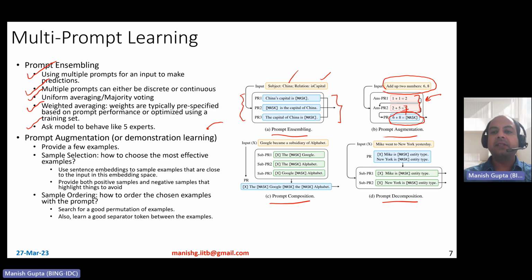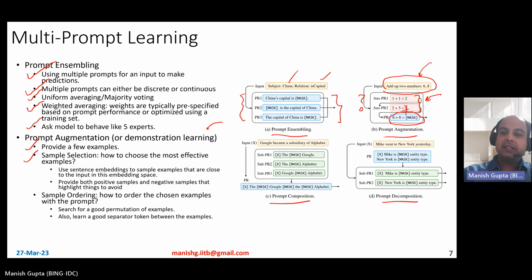By giving two examples, I'm helping the model understand the kind of task that I'm expecting it to do, and also the format in which it should give me the answer. So prompt augmentation is the idea of providing a few examples or demonstrations. There are two issues to consider, like sample selection: what examples should I provide? We can use sentence embeddings to sample examples that are close to the input in this embedding space. We can also provide positive as well as negative examples to help the model understand what things to avoid or what to focus on.